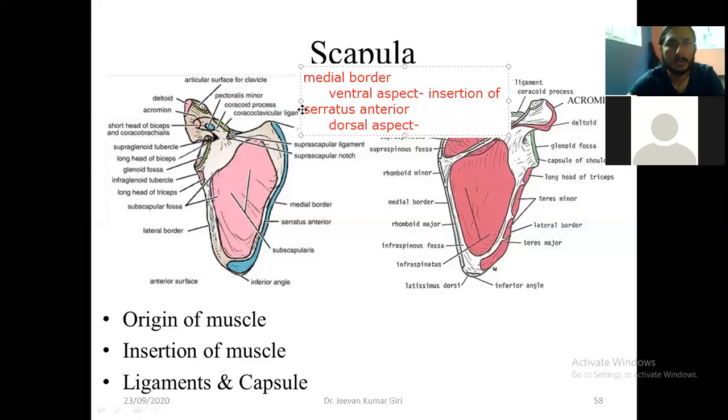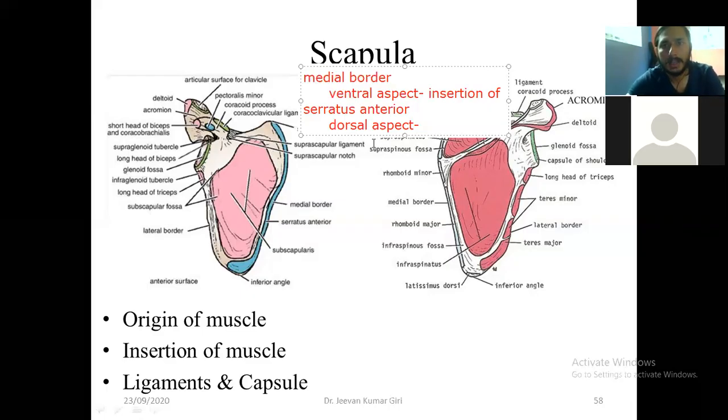So you can see this blue color muscle. This is the insertion only, the insertion of the serratus anterior. If you see the origin, it has an origin from the first to eighth rib. Now see here only the insertion. The serratus anterior is also known as the boxer's muscle. It is helpful in the punching movement. So remember that is the boxer's muscle.